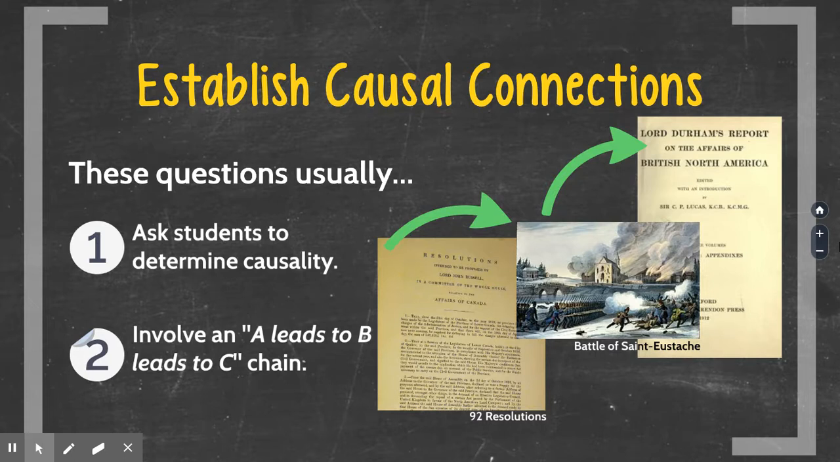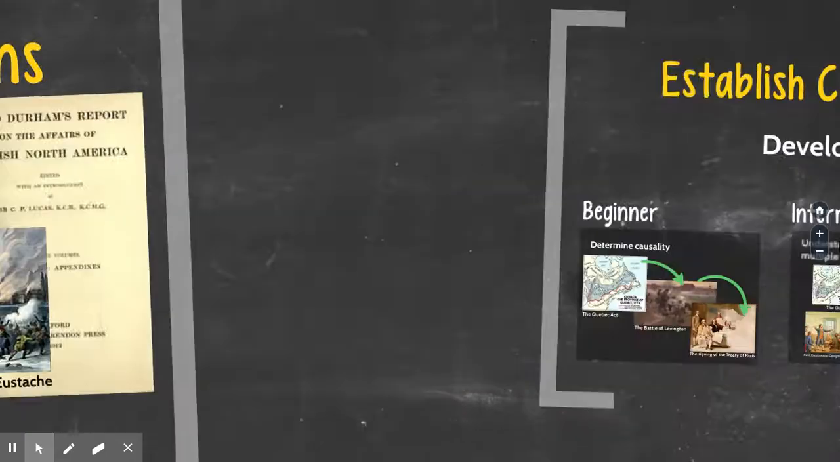And what we get with the 3 different items is what we see in point 2, which is an A leads to B leads to C kind of chain. So in this particular case, we're dealing with the rebellions in Lower Canada, and we have how the 92 Resolutions led to the Battle of Saint Eustache, or the rebellion itself, which led to Lord Durham's report. So in this case, we have an A leads to B leads to C, which is how it differentiates itself from the cause and consequence IO.